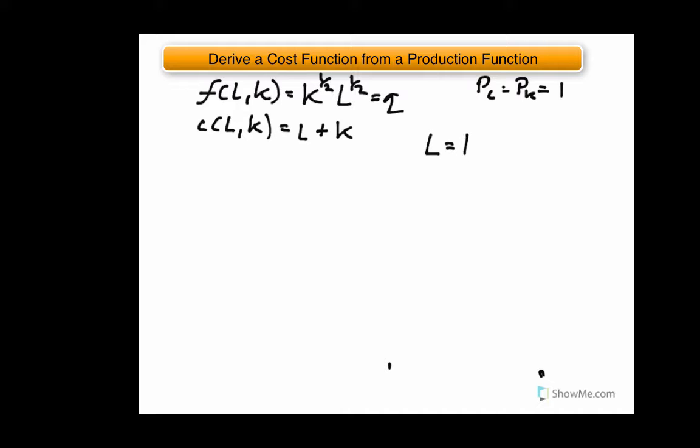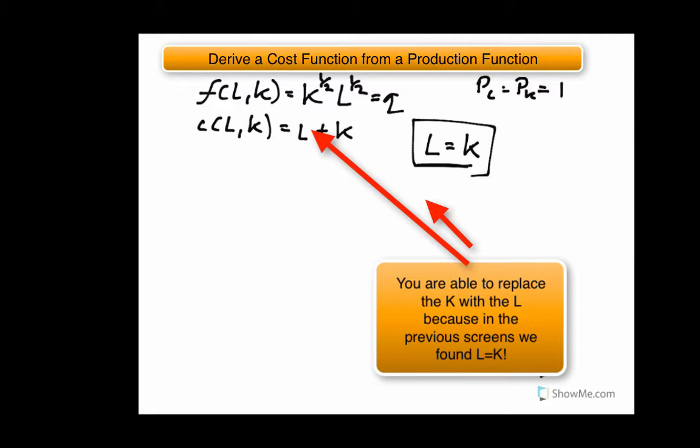And from the cost minimization problem, we found the optimality condition is that L equals K. So now I can plug this into our production function, and I'm going to be able to find L and K as a function of Q. If I plug in L equals K here, I get L to the 1/2 times L to the 1/2 equals Q. These have the same base, so I can just add the powers. That means that L equals Q. L also equals K, so K equals Q too.